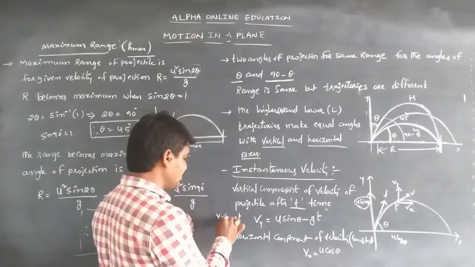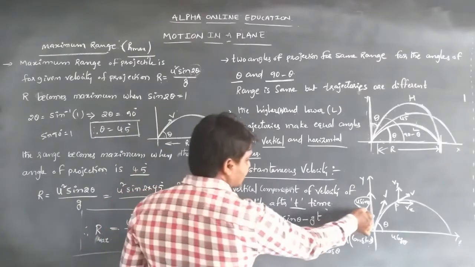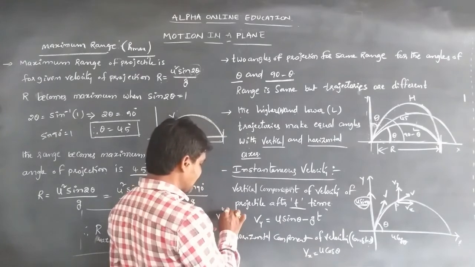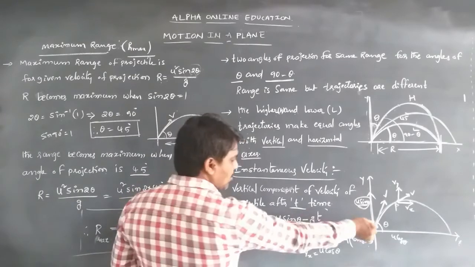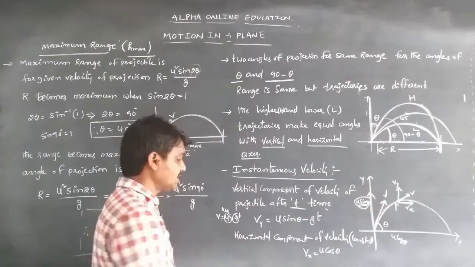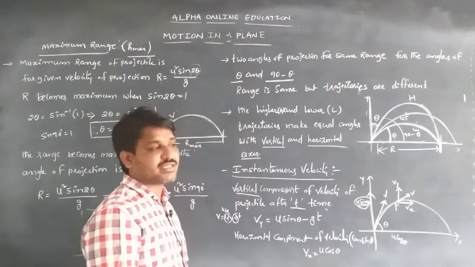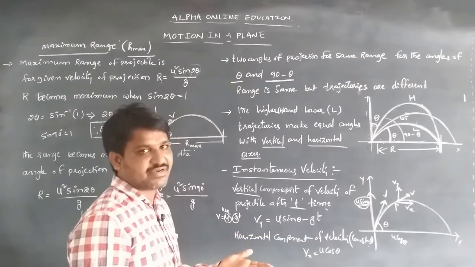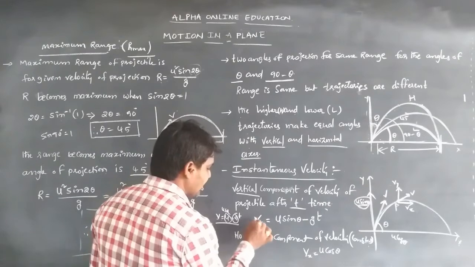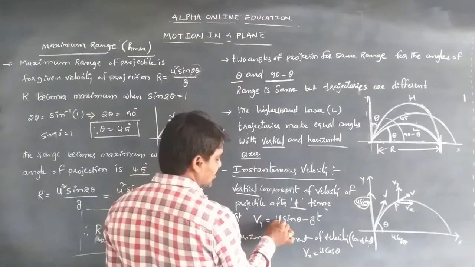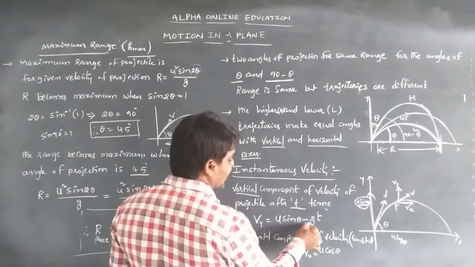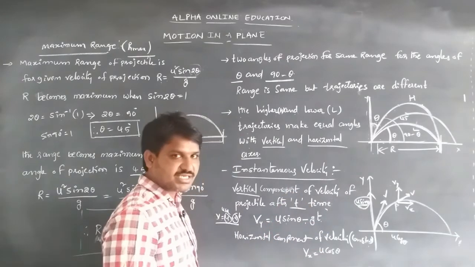Using the formula v is equal to u plus at, the initial vertical velocity is u sin theta. The body is moving vertically upward, so the acceleration due to gravity is a equal to minus g. So the vertical component of velocity after time t is Vy is equal to u sin theta minus gt.